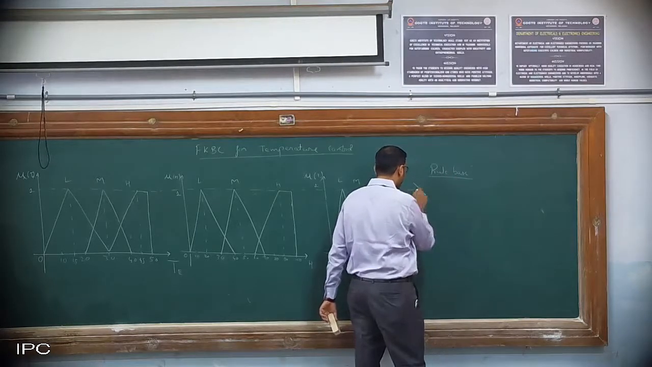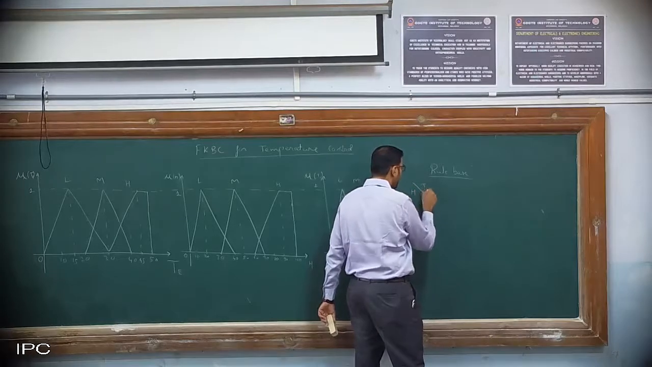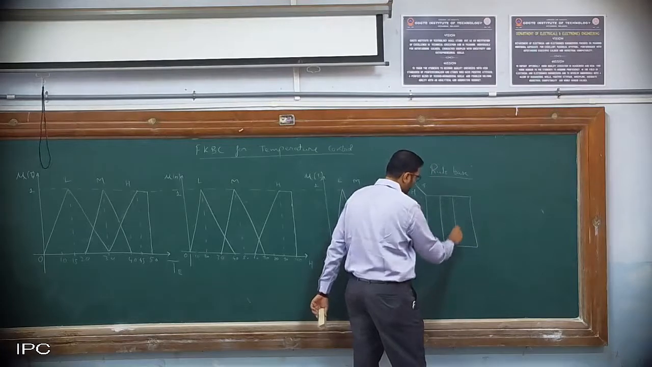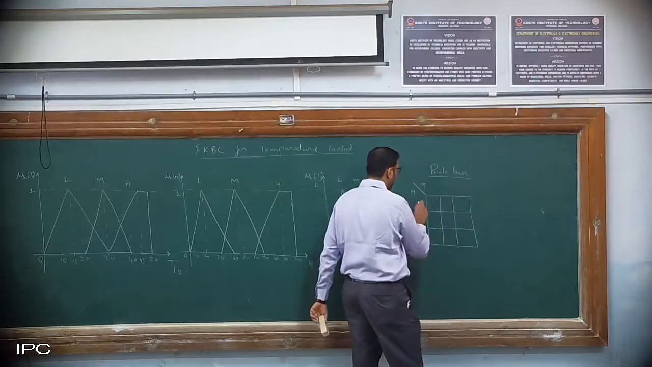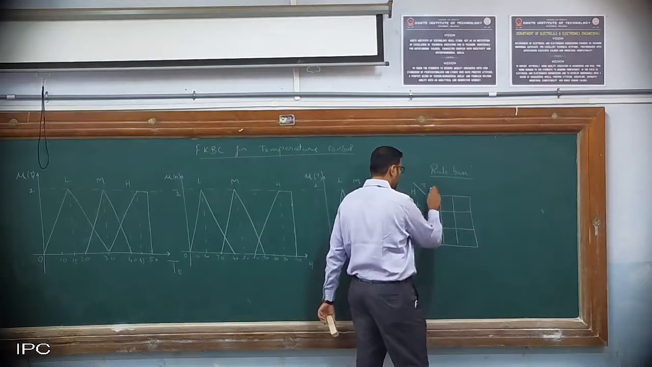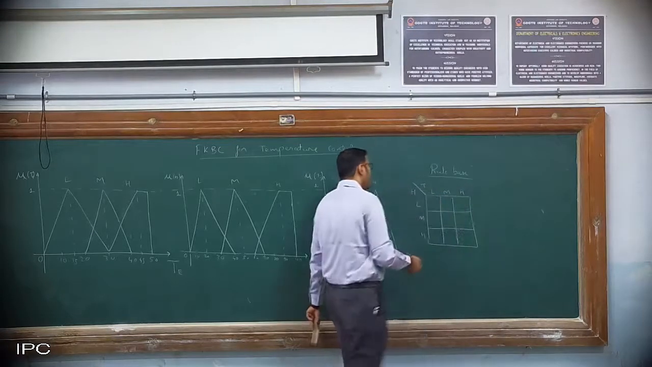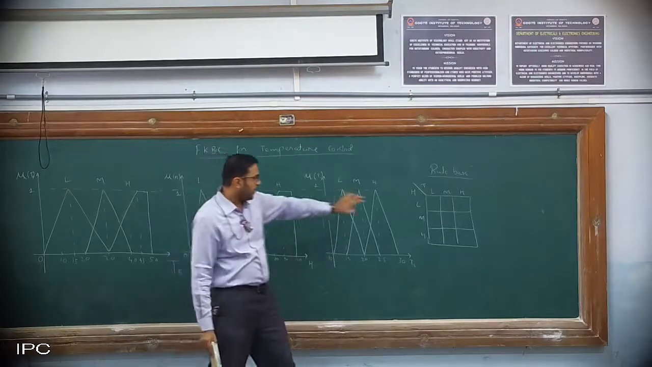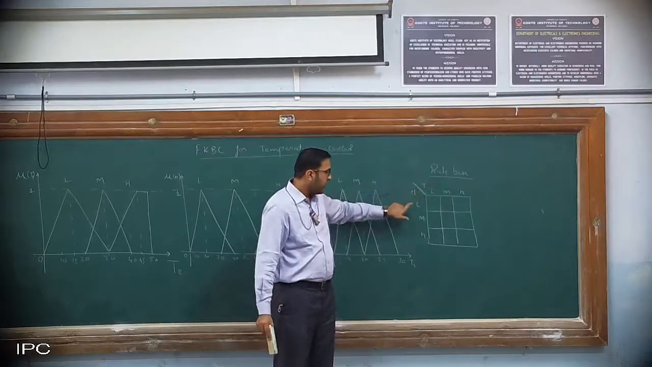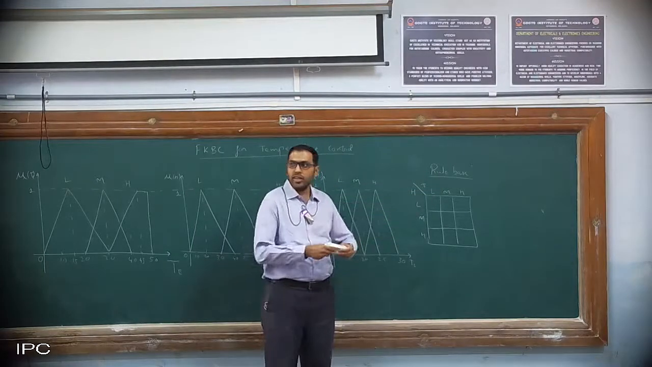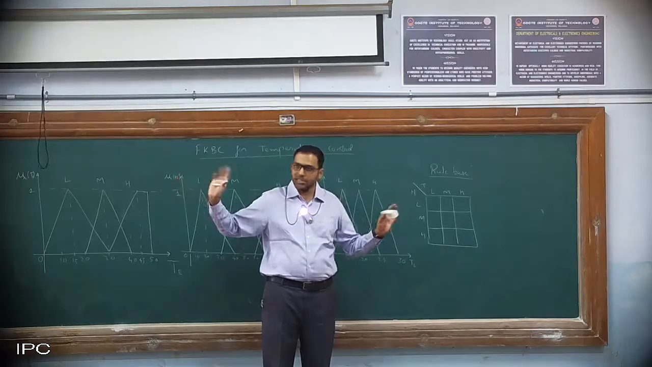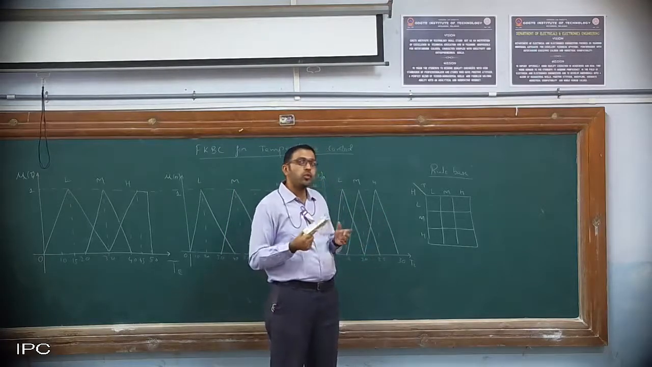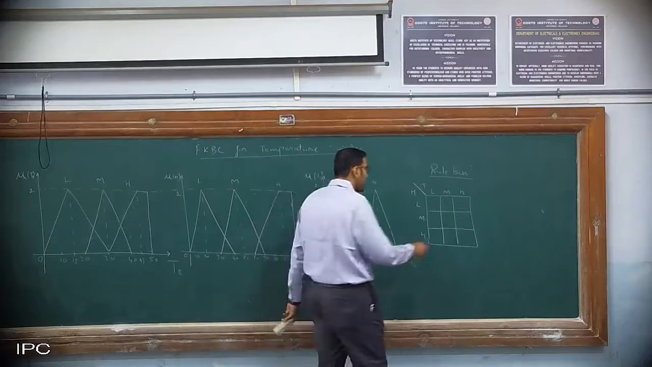This is your humidity and this is your temperature part. So low, medium, high. This is low, medium, high. Now let us design our rule base, which says that if the temperature is low and humidity is low, meaning the external temperature is low and humidity is low, it means it is a very chilling, cold temperature. So in that case, what should be your internal temperature? We want it to be high.